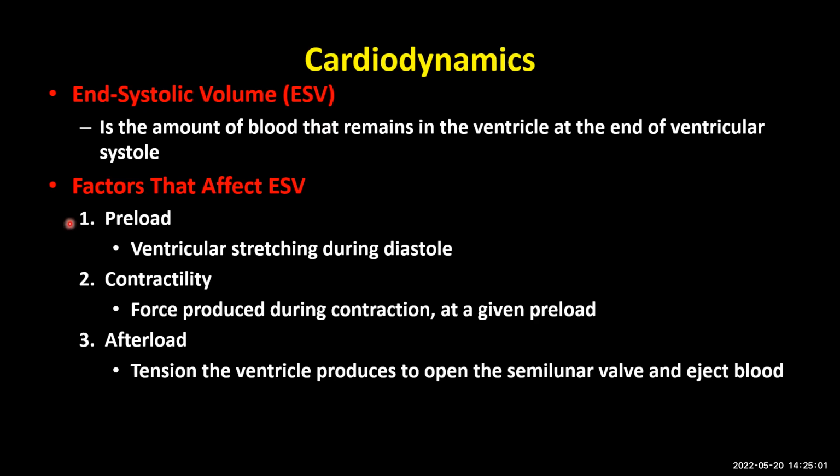The preload was the amount of volume that was coming into the right ventricle. And that was related to what? One was heart rate, the other one was the venous return. Those 2 factors were affecting the end-diastolic volume, and the amount of blood on the right side will be the same amount of blood on the left side. So that is one.